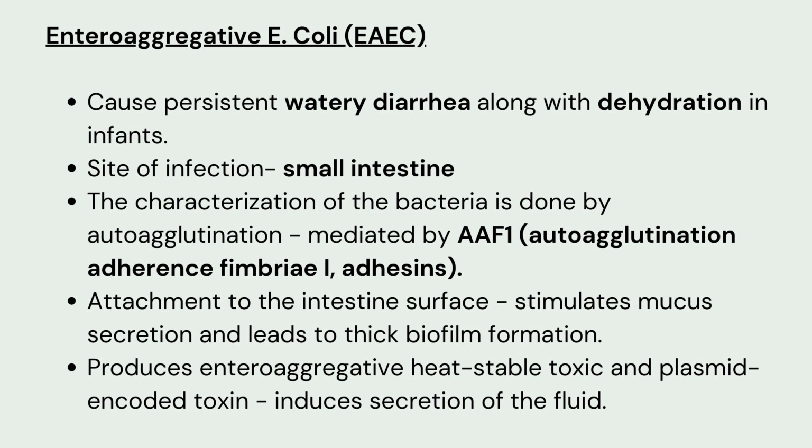Now when the enteroaggregative E. coli attach to the intestinal epithelial cells, they show a stacked brick appearance. Okay. So they will attach to the intestine surface and stimulate mucus secretion, and that will lead to the formation of biofilm. And this biofilm will protect the aggregated bacteria from antibiotics and phagocytic cells. Now the toxin produced by enteroaggregative E. coli is called enteroaggregative heat stable toxin and plasmid encoded toxin that induces secretion of fluid.